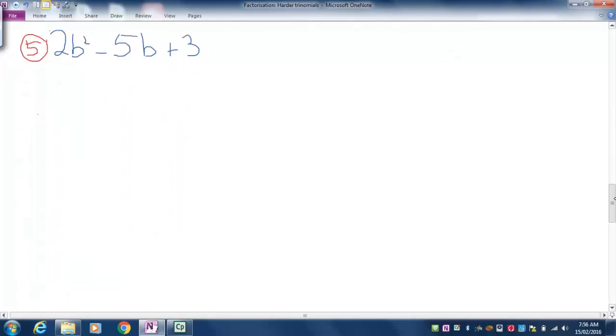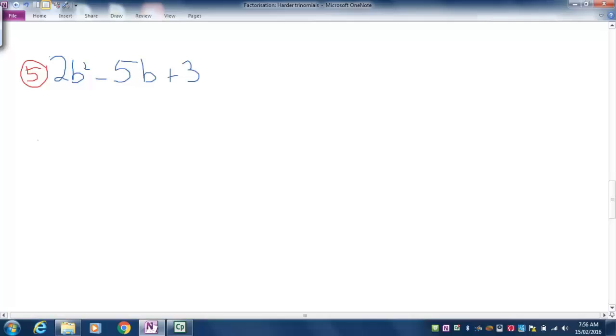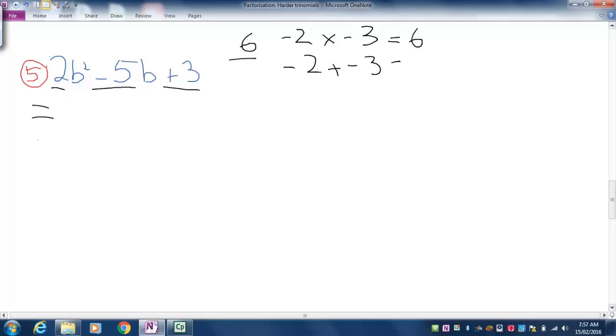Have a look at another. So here I've got a negative 5 in the middle. We start this process the same way. 2 times positive 3 gives me positive 6. So that's the number now. I need two numbers that will multiply to give me positive 6 and add to give me negative 5. Negative 2 times negative 3 will give me positive 6. Negative 2 plus negative 3 will give me negative 5. So that's my two numbers that I use to write that central term as a sum of two terms.